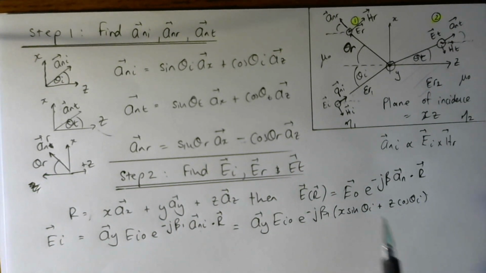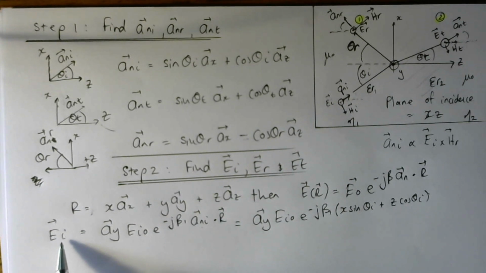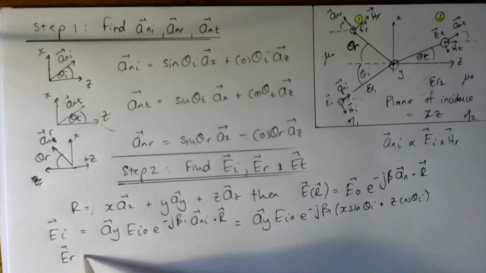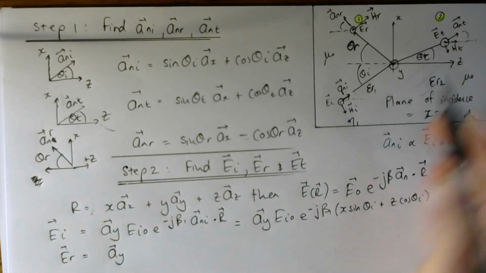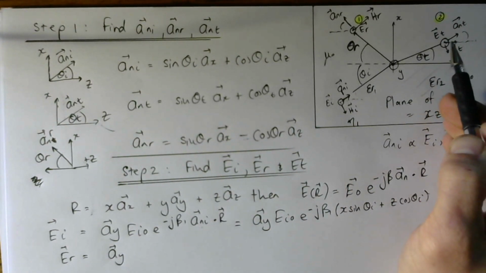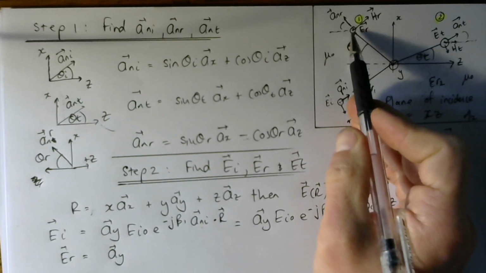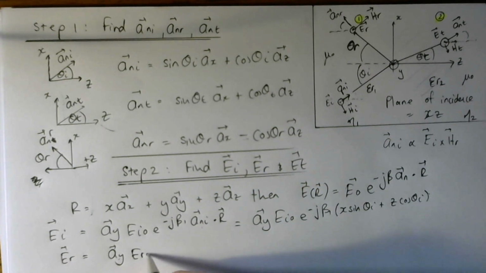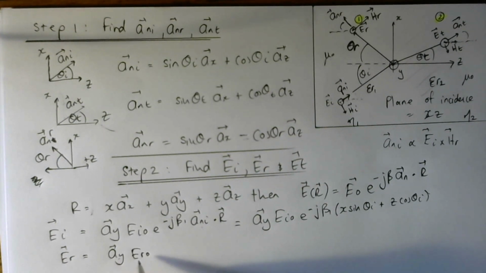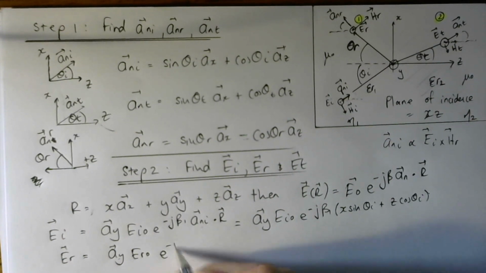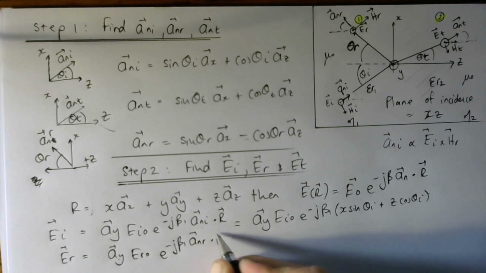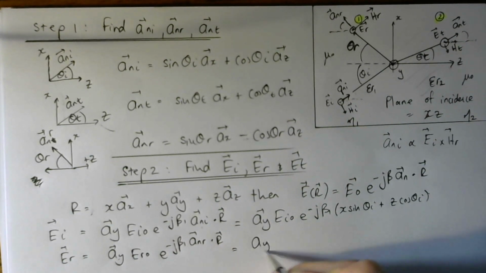Okay. So I have an expression for my incident electric field. What about my reflected field? E_R is equal to, it's also in the y direction. Look at this, it's coming out. We're looking here now, sorry. This one is coming out, so it's in the a_y. And I'm giving it some coefficient E_R0 that I want to determine later. Same thing, e to the minus j beta 1 a_nR dot r, and this is a_y.